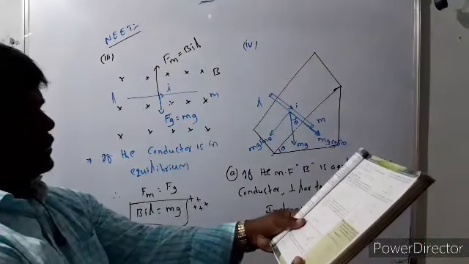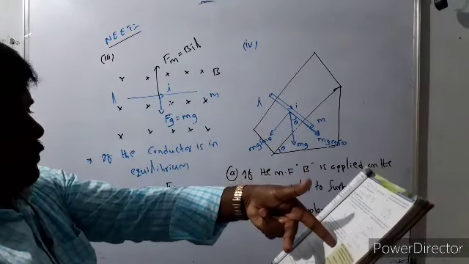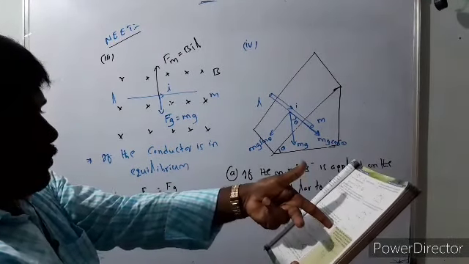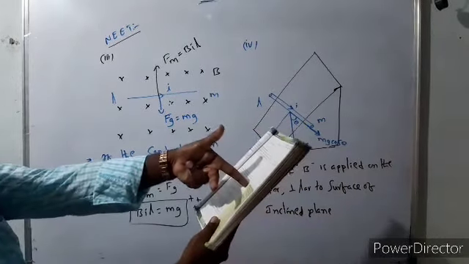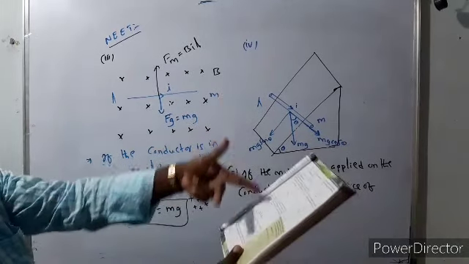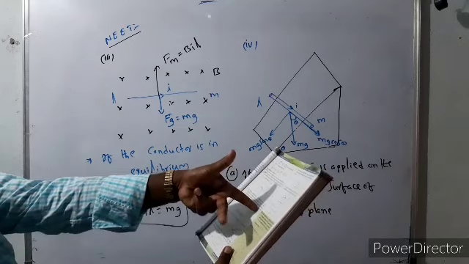Now consider this is the inclined surface. We are applying the magnetic field perpendicular to the inclined surface like this. See the diagram clearly. Now the force on the conductor due to the magnetic field, with the field perpendicular to the surface of the inclined plane like this.